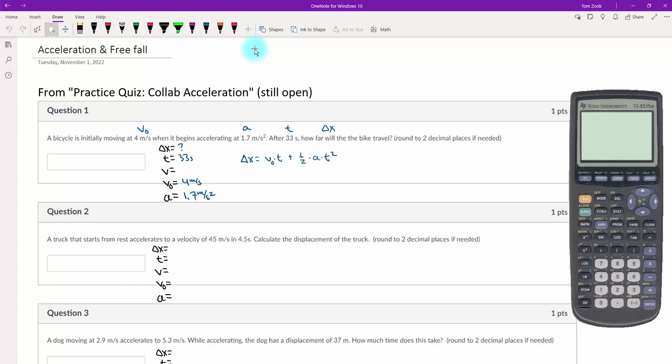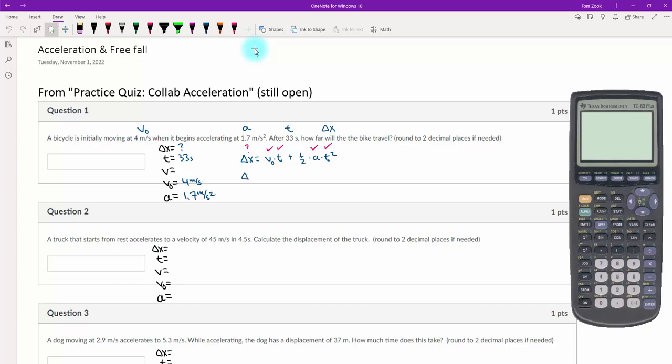And at this point, we can substitute in the numbers that we know. It's always a good idea to double check, though, that you only have one unknown. So I've got delta x as my unknown. I know v0, I know t, I know a. Everything else is good to go. So at this point, you're 2/3 of the problem in. The rest is going to be substitute and solve.